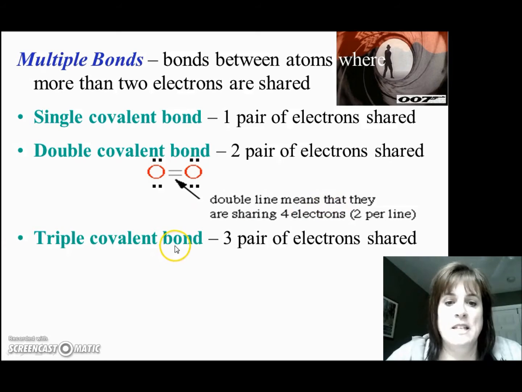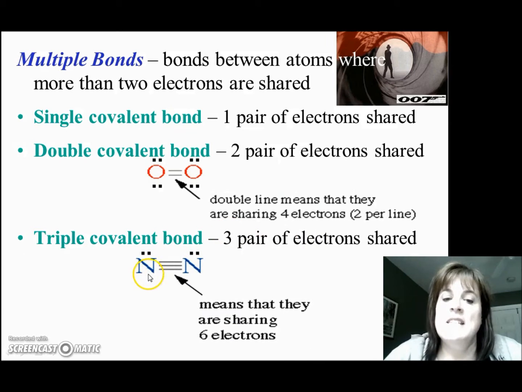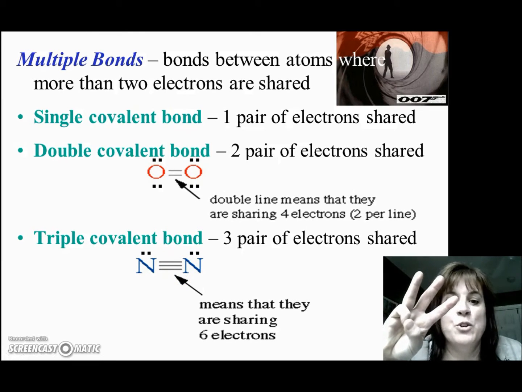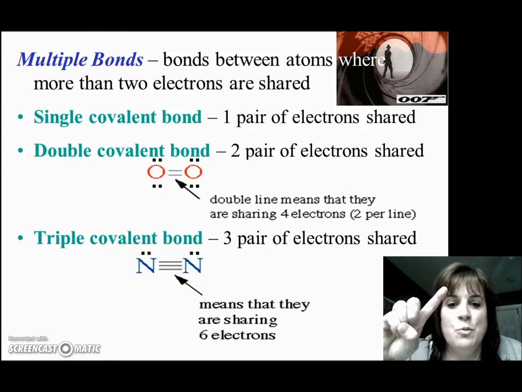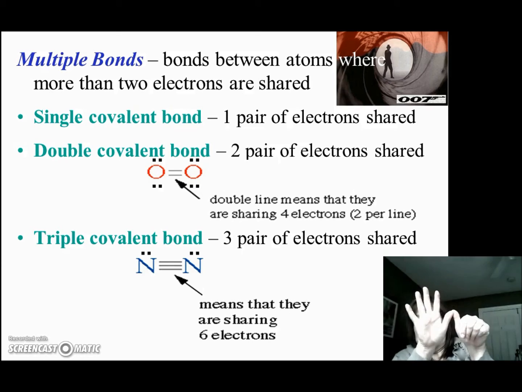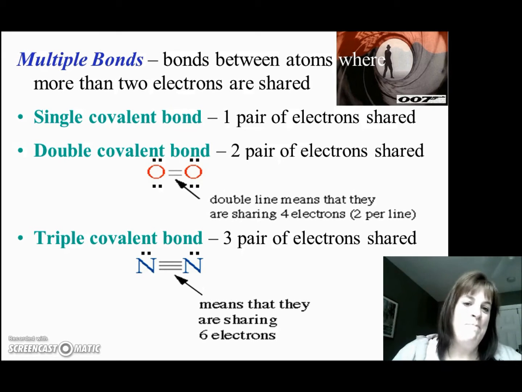A triple bond has 3 pairs of electrons. So we're going to see it as 3 dashes, and a good example of that is nitrogen. When it binds to itself, it actually has 3 bonds, which is a triple bond. Remember that each dash represents 2 electrons, so 3 times 2 is 6. So I have 6 electrons in a triple bond.